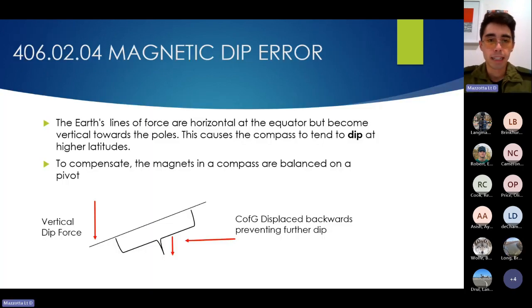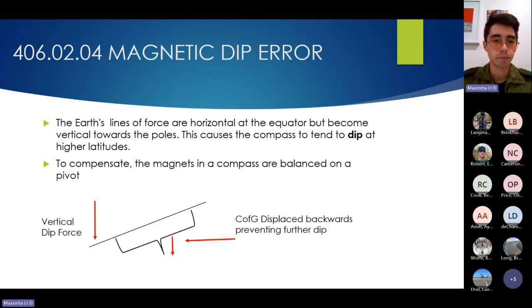So the magnetic dip error. What's happening here is that the Earth's lines of force are horizontal at the equator, but become more vertical near the poles. So this is actually going to cause the compass to dip at higher latitudes. The closer you go towards the North Pole, the more the compass is going to dip. In order to compensate for this, sometimes they put magnets in the compass to balance it while it's on that pivot.